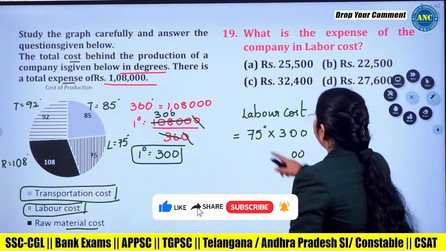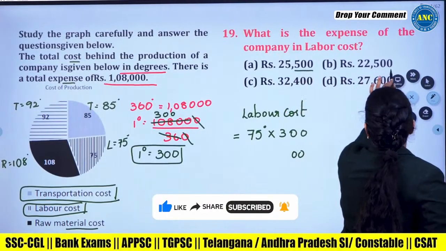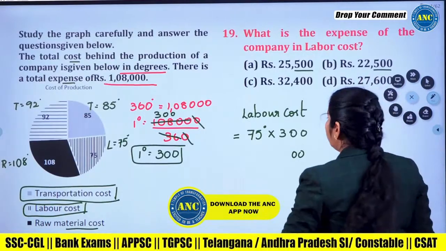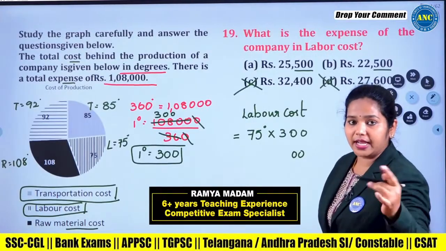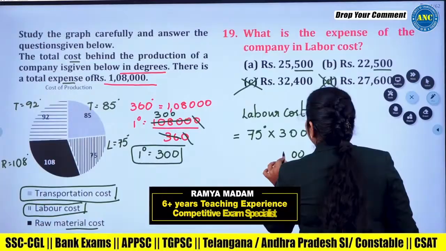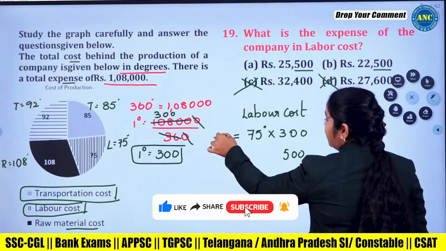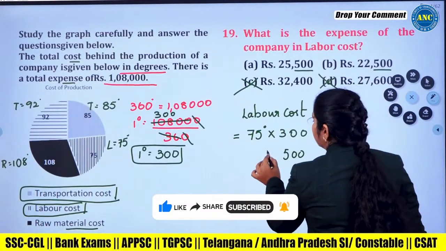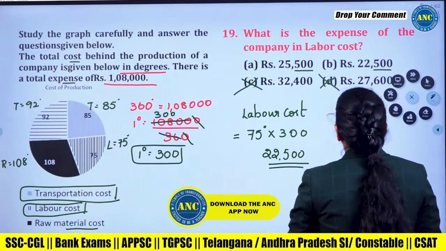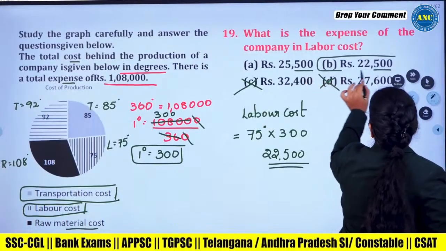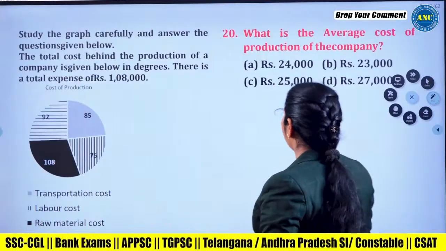0, 0. 5 3s are 15. See the options where it ends with 500. There are 2 options that are ending with 500. That means option C is wrong, option D is wrong. Yes, 50-50 chance of getting it correct. Fine. So 5 3s are 15, 1 carried forward. 7 3s are 21 plus 1. That is 22. 22,500. So rupees 22,500 is the correct answer. Clear? Next question. Question number 20.